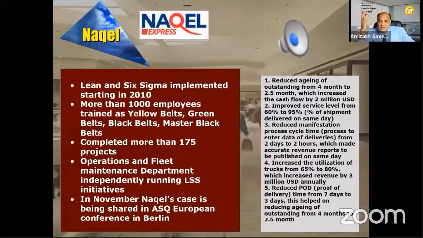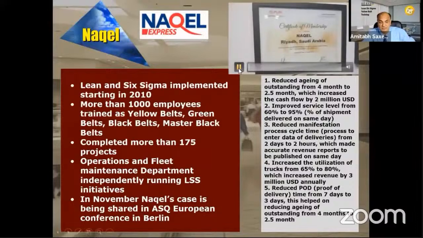I started my journey, like I remember in AXA in 2003, we launched Lean Six Sigma, and they're still running this initiative. In Maersk, I was involved in the first team when they started implementing Six Sigma. They're still running this initiative. In 2007, I started. And this company, again, this is a logistics company in Saudi Arabia.